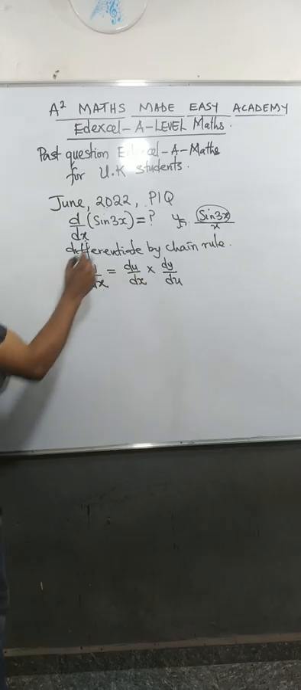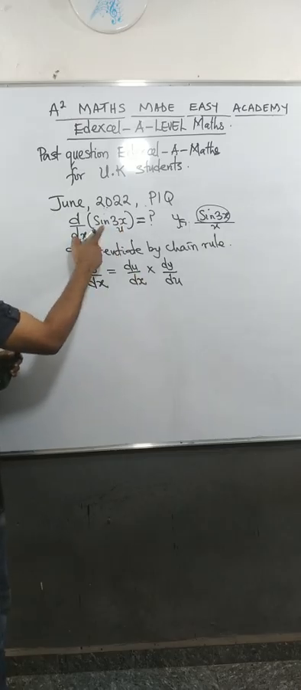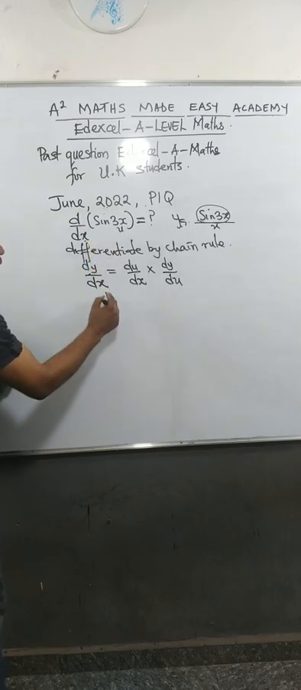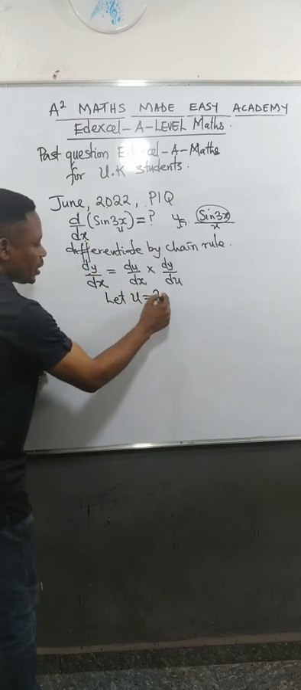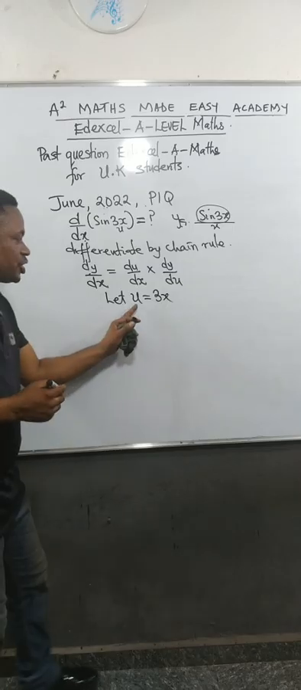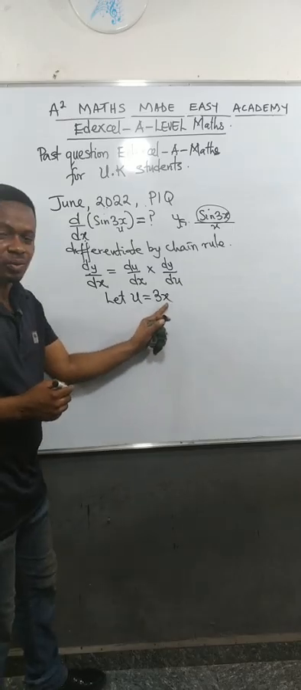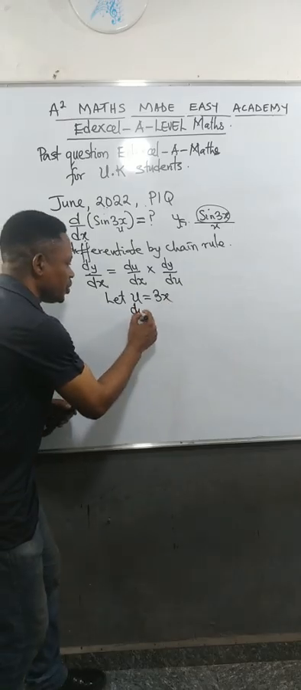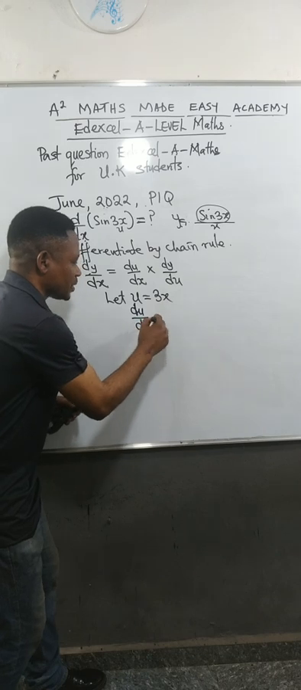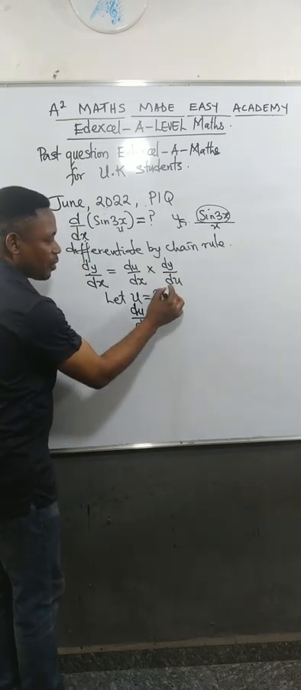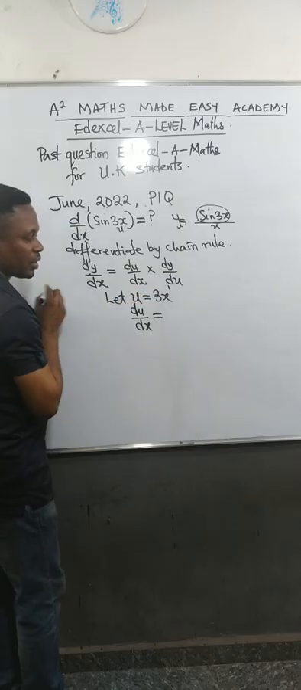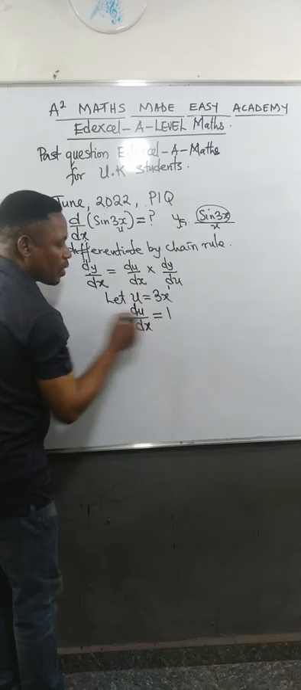What is du/dx? Always consider the one after the 3 as u. I will now say let u be equal to 3x. Can I differentiate u with respect to x? It will give me du/dx. Then how do we differentiate? Consider the power. This is an invisible 1. The law is to consider the power, which is 1.